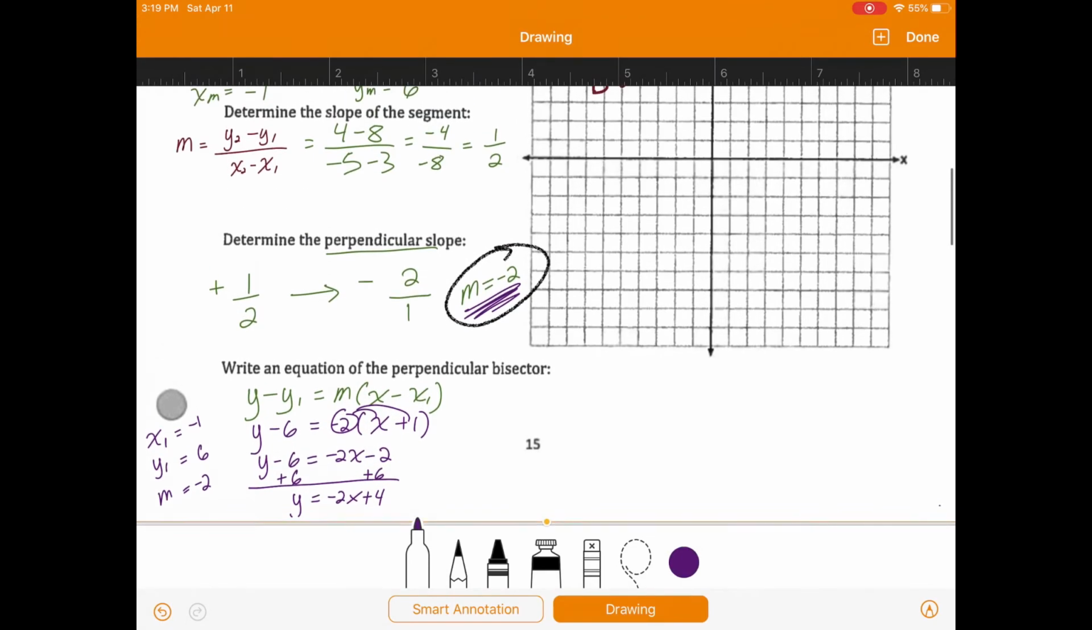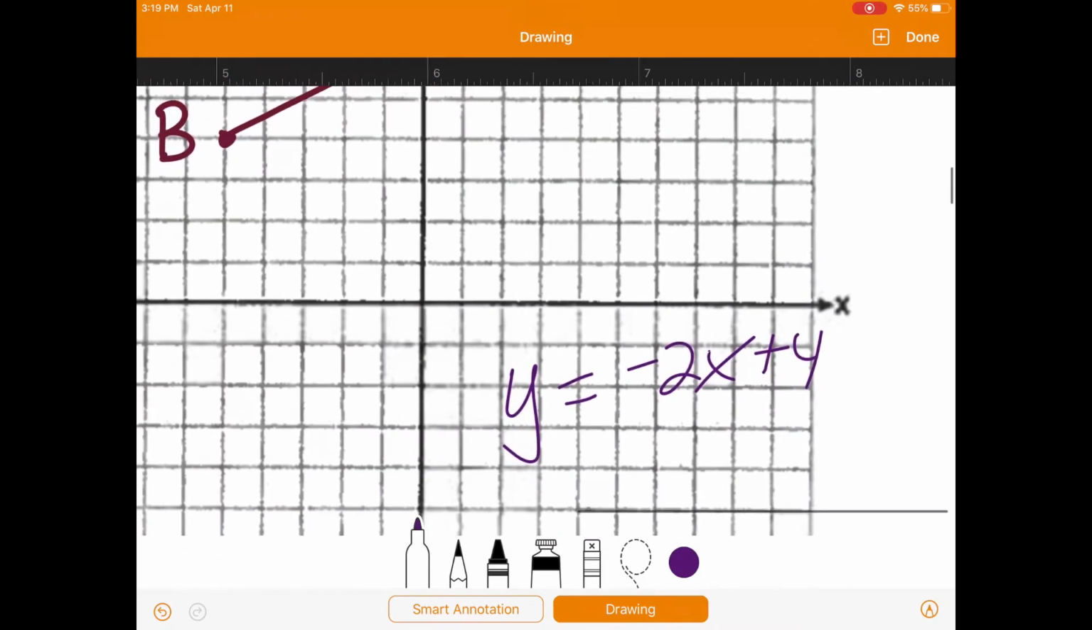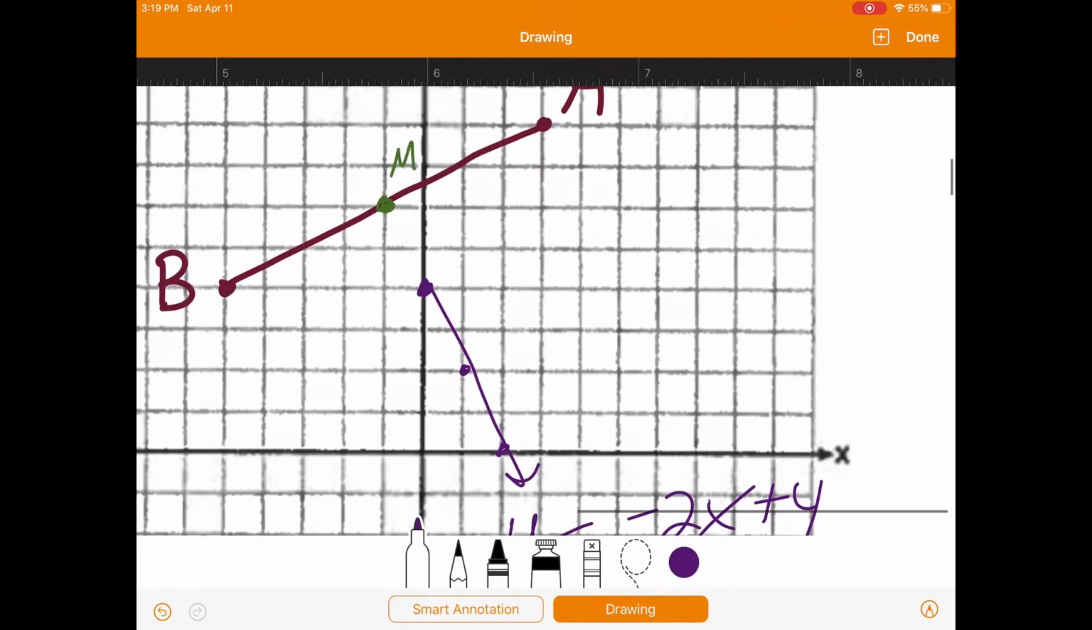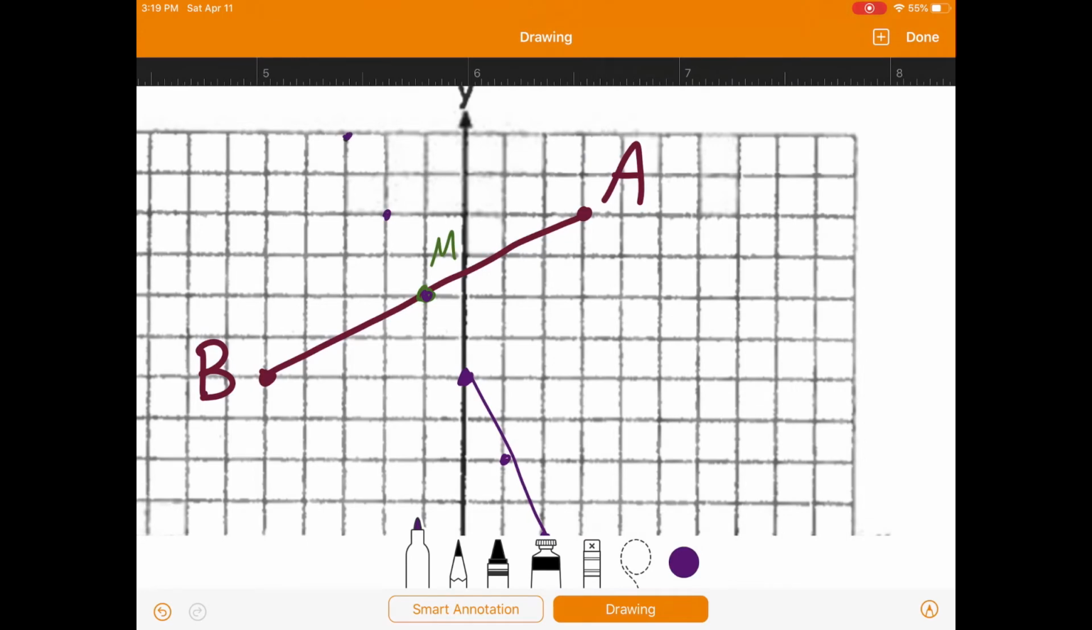Okay, so we have an idea of what it should look like. It needs to go through the midpoint, and it needs to be perpendicular to our original line, which means it's going to have a negative 2 over 1 slope. So let's graph the line. The line is negative 2x plus 4. So the plus 4 means that it has a y-intercept at 4, and the negative 2 over 1 means we're going to go down 2 over 1, down 2 over 1, and make our graph that way. So we go like this, and then we're going to do the opposite direction, which is going to put us here, and keep going up.